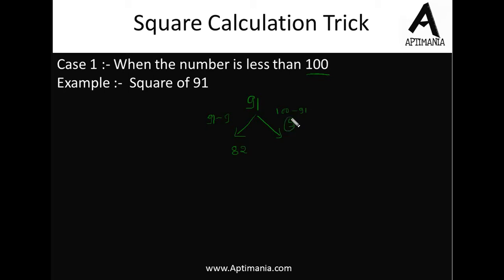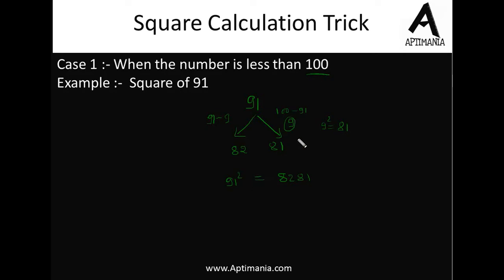And here we are having 9. We'll simply square this number. The square of 9 is 81. So we'll write 81 over here. So the answer to this question is 8281. That is, the square of 91 is nothing but 8281.